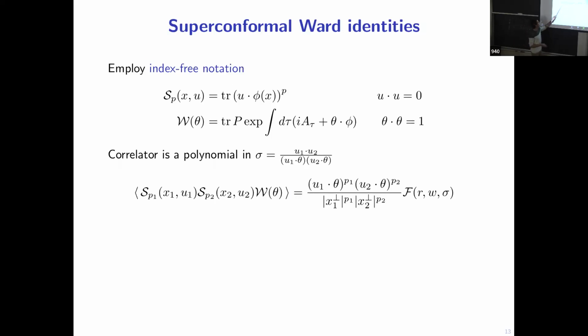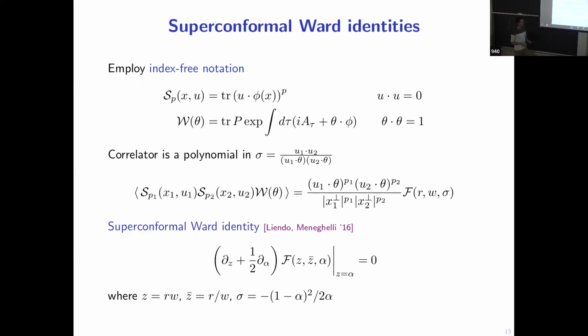Now in this language, we want to compute this correlator, so we can again factor out some dimension-full factor that depends on u's and thetas. After factoring this out, the correlator is going to depend on an extra cross ratio sigma, and the correlator has to be polynomial in it. So it's going to have a term that goes like 1, sigma, sigma squared, sigma cubed, and so on. And sigma is just some ratio of these contractions of u's. This is pretty standard in the supersymmetry literature.